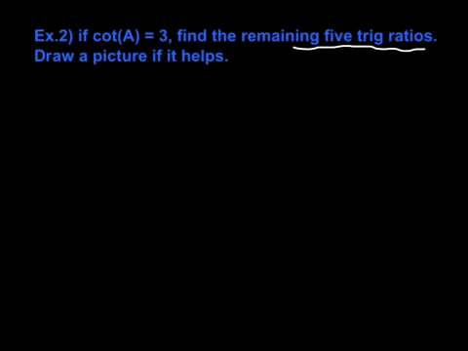Now in this example, it feels like there's maybe not enough given information, but you're supposed to find the remaining 5 trig ratios. Now without doing any additional calculation, I hope you can find the tangent ratio for angle A, knowing the cotangent ratio is 3. The tangent of A is the reciprocal of that value. The reciprocal of 3 is 1/3. And then you feel stuck.